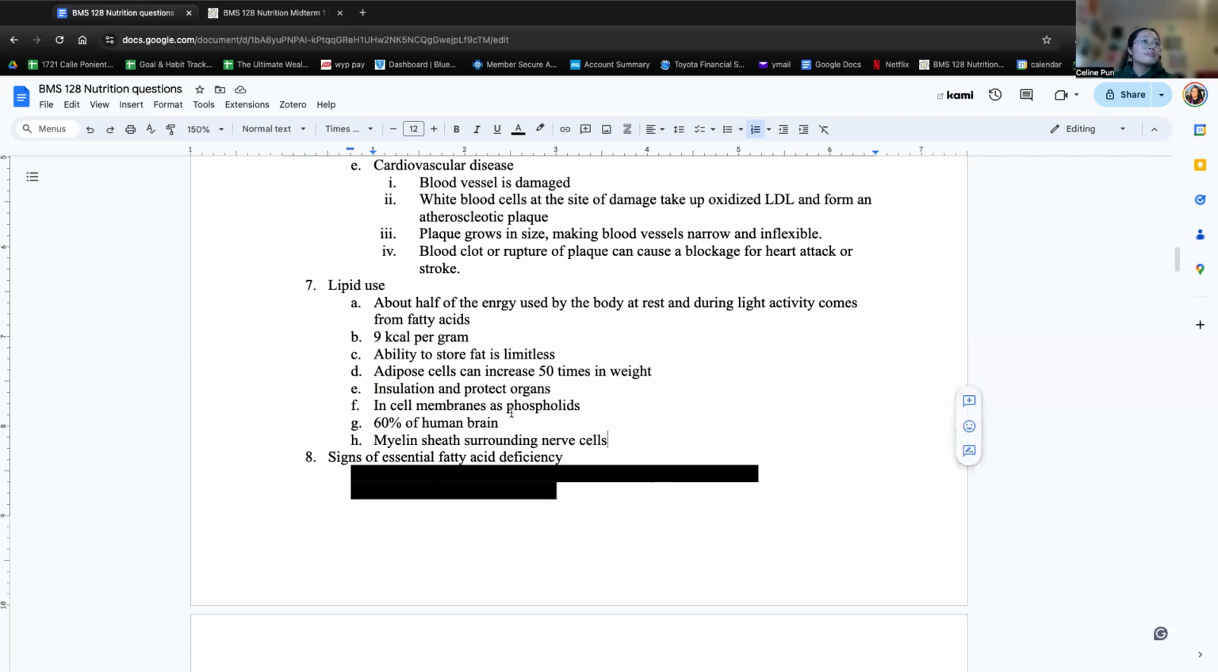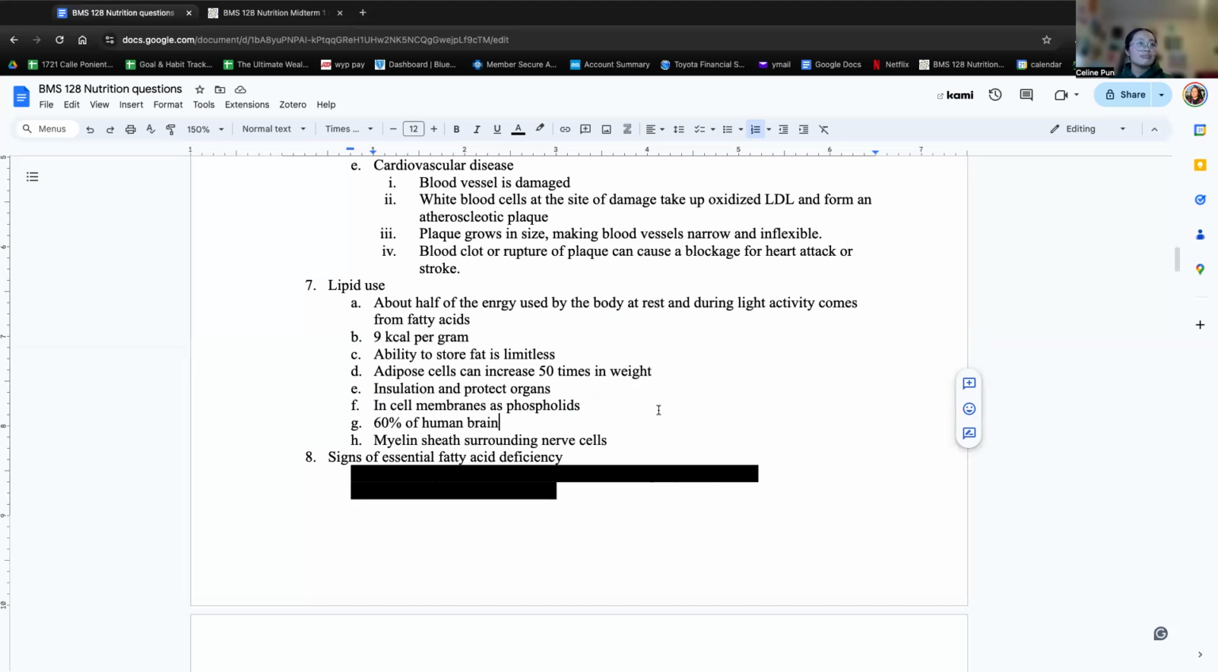So that's pretty fun. And adipose cells are the primary stores for lipids. They can increase 50 times in weight, which is really impressive because cells are so small. So if they could grow that big just to hold lipids, I think it's pretty impressive. And the primary functions of lipids are insulation and protecting our organs.